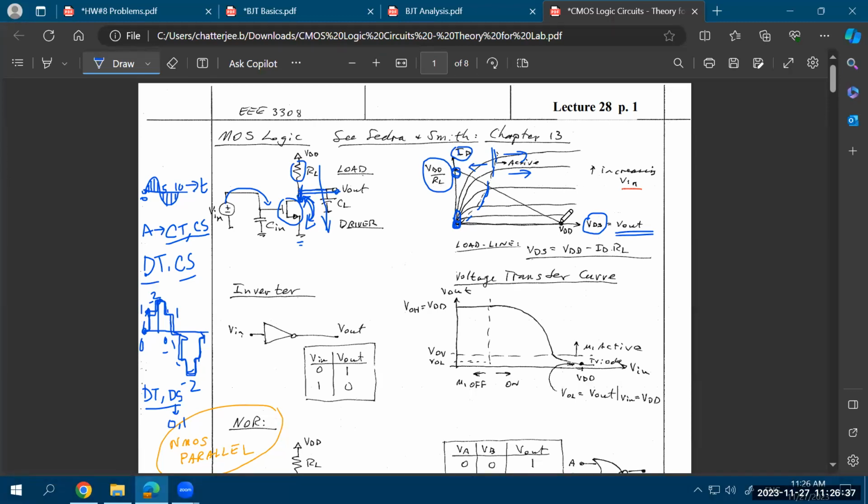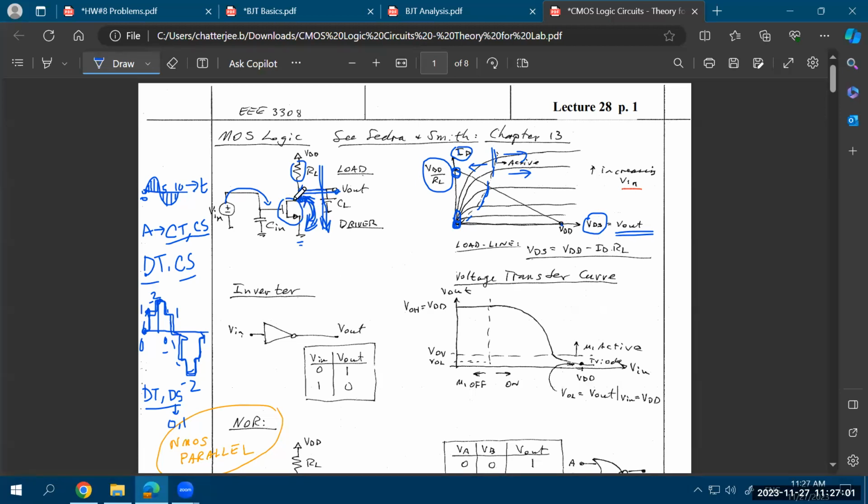On the other hand, there is another point over here when the current is equal to zero. If the current through this path is equal to zero, then the drain to source drop is equal to VDD, and that is the point which indicates that this transistor is an open.